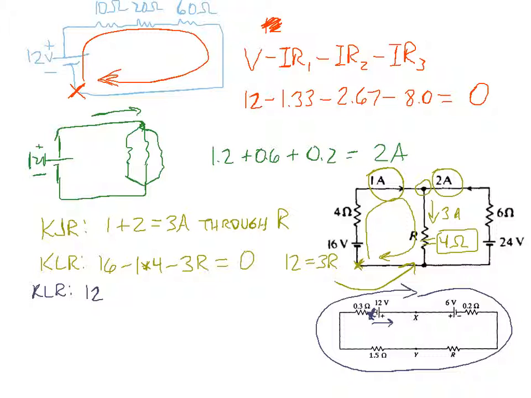And then, as I go across the other battery, which is the next thing in line, that's going to be a 6 volt decrease since it's pointing in the opposite direction. So minus 6. And then it's going to take me through 4 resistors. I've got the 0.2, the R, the 1.5, and the 0.3. And it's the same current through all 4 of those resistors.